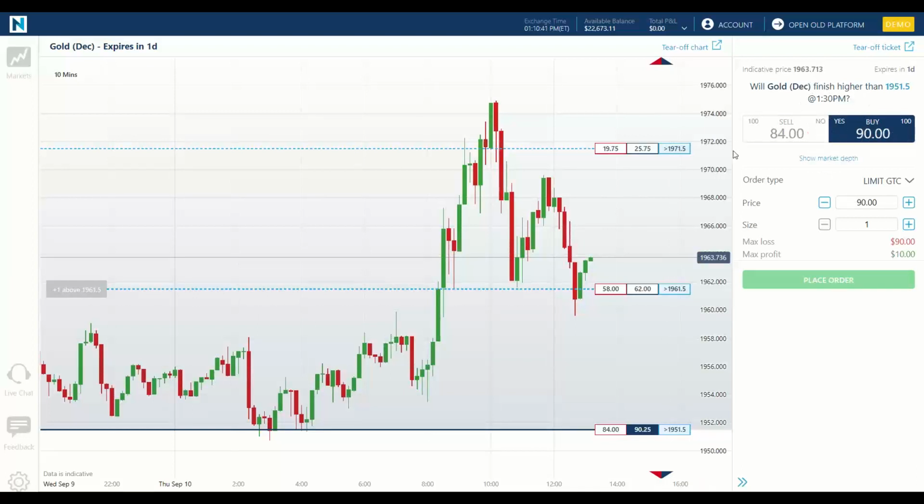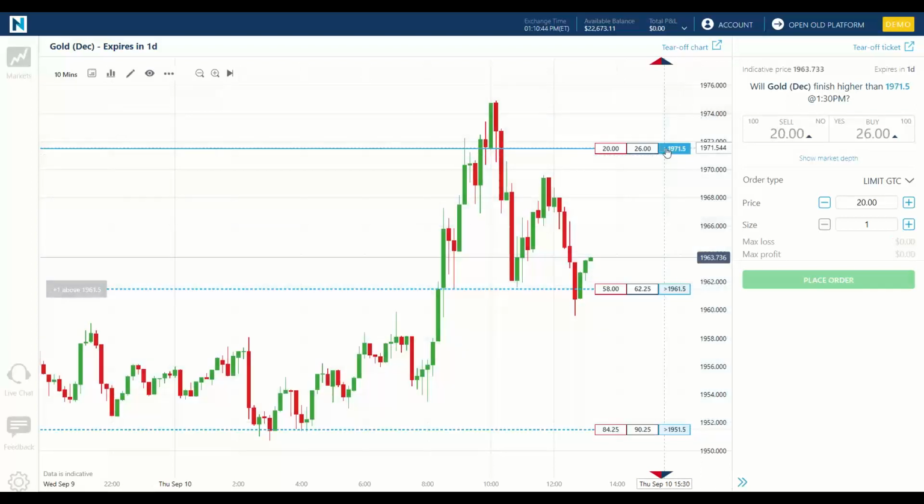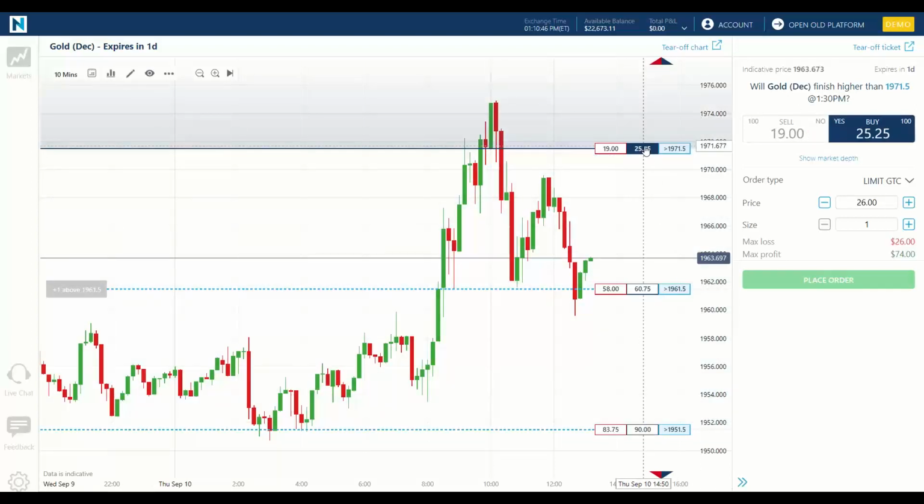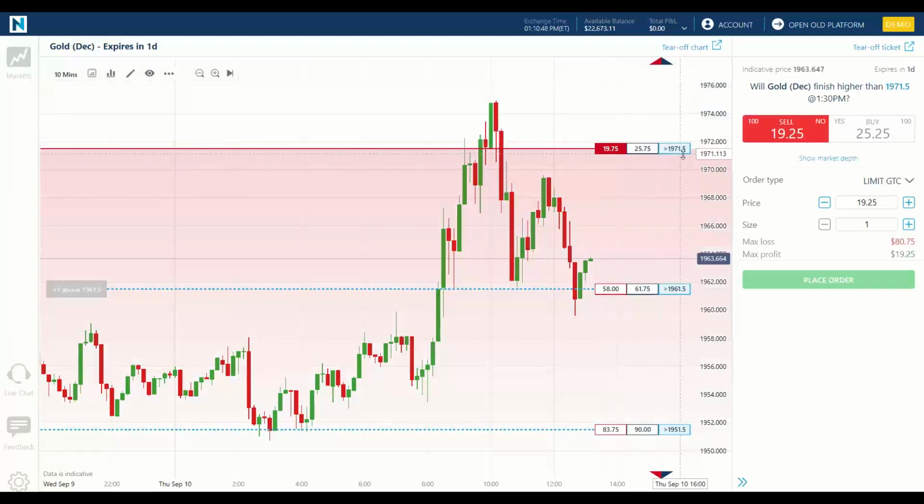Okay. Now you want a lower probability trade. Let's look at an out of the money option. Okay. Let's look up here. At 1971.50, gold is currently trading well below that price. So the market is saying there's really a very low probability that this is going to be true. And so what somebody might say is, you know what, I don't think this is going to happen. I think gold might go higher, but it's not going to go that high. I could choose to say, I'm going to sell one of these at 22. Now, if I were to sell one at 22, let's go ahead and place that order.